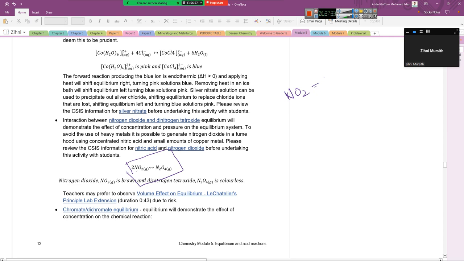And N2O4 is dinitrogen tetraoxide. How do we call it? You see N2O4, so 2 means di, dinitrogen, and 4 means tetra. So we have 2 nitrogen and 4 oxygen. So we will call this dinitrogen tetraoxide. Very simple, right? And this is colorless.